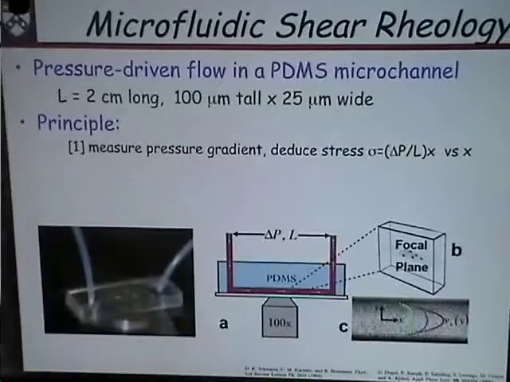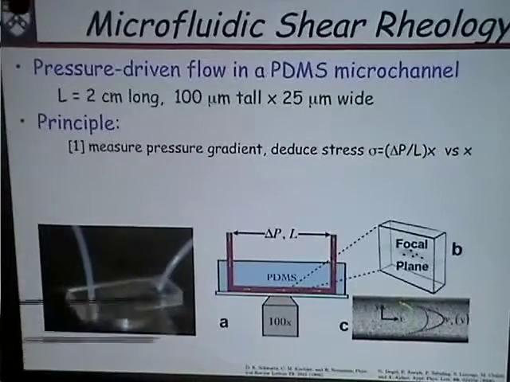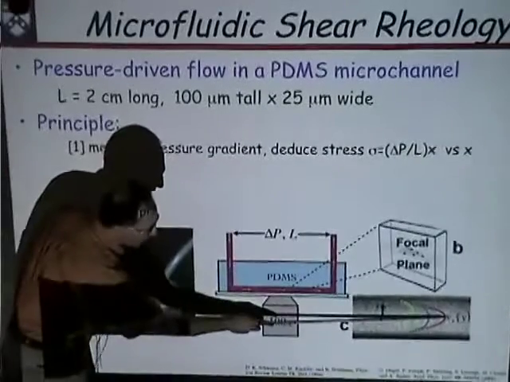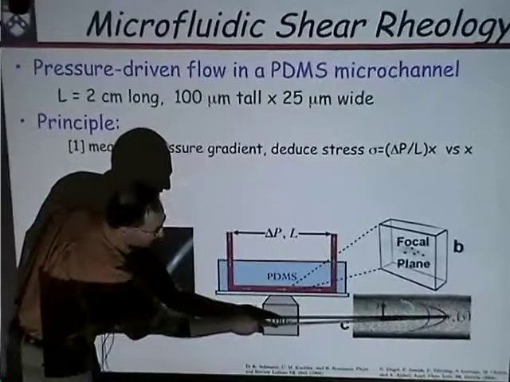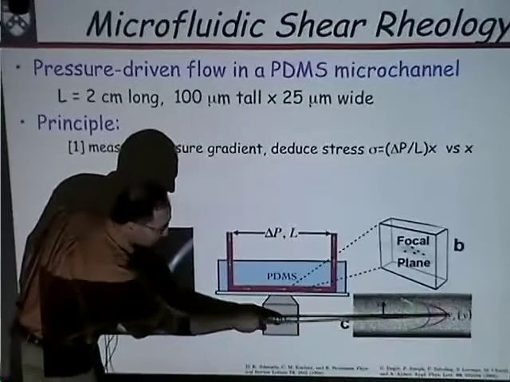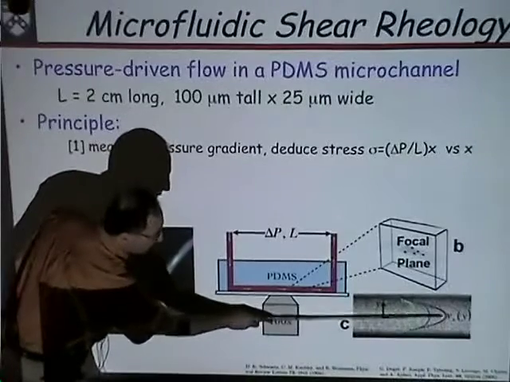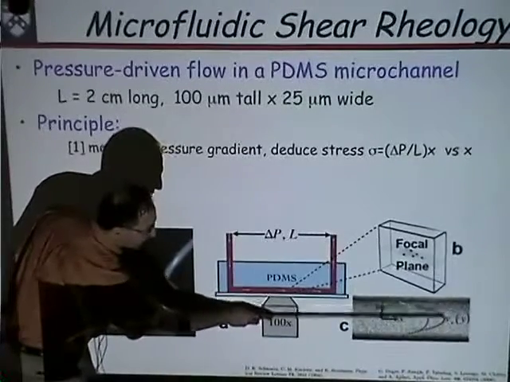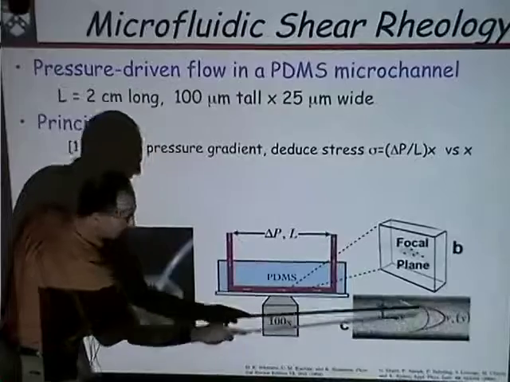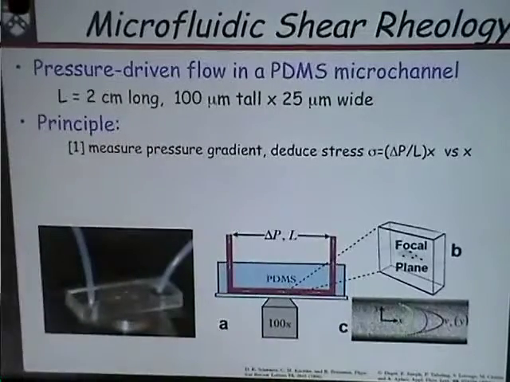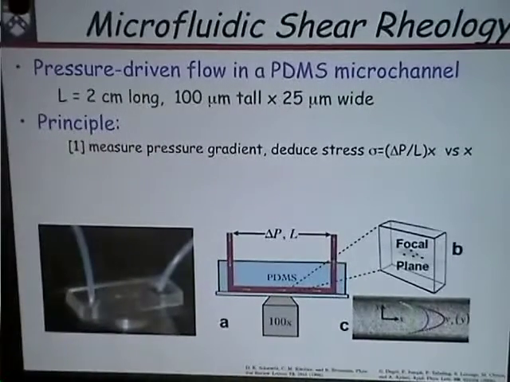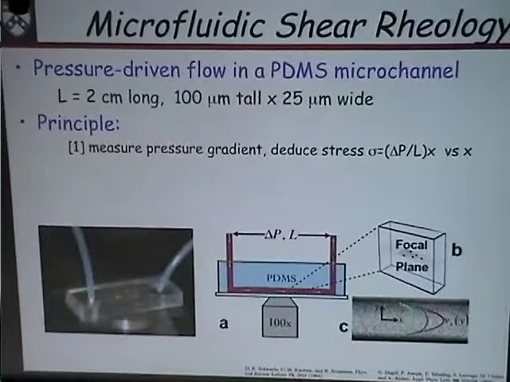The shear stress is 0 at the center of the sample cell. That's why the velocity reaches the maximum here. There's no strain rate in the center because the stress is 0. As you go farther out, away from the center, the stress increases, so the strain rate increases. That's why you have a parabolic flow for a Newtonian fluid.